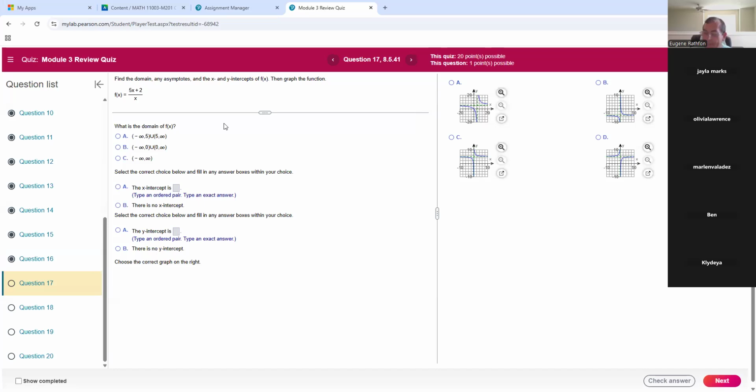All right, so this one wanted me to find the domain. So this is 17. F of x equals (5x plus 2) over x. They want me to find the domain and the x and y intercepts on this one. So let's go play with it, and then we'll use our calculator to graph it, okay?